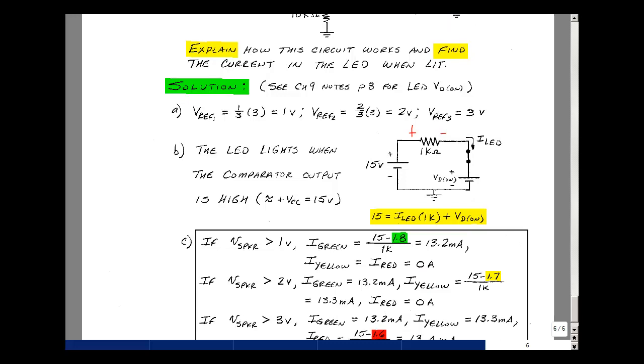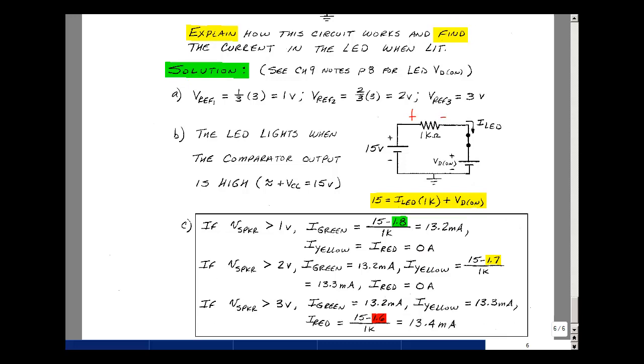As the voltage increases, as the sound increases, if we exceed 2 volts, then the green LED is on, because we're greater than 1 volt, but now the yellow LED would come on, and the current would be 15 minus the turn-on voltage, which is 1.7 for the yellow LED, divided by 1K. Again, that gives us about 13 milliamps, more specifically 13.3 milliamps. So again, likewise, a very bright LED. We don't have enough voltage to get the red LED to light, so it still has 0 current.